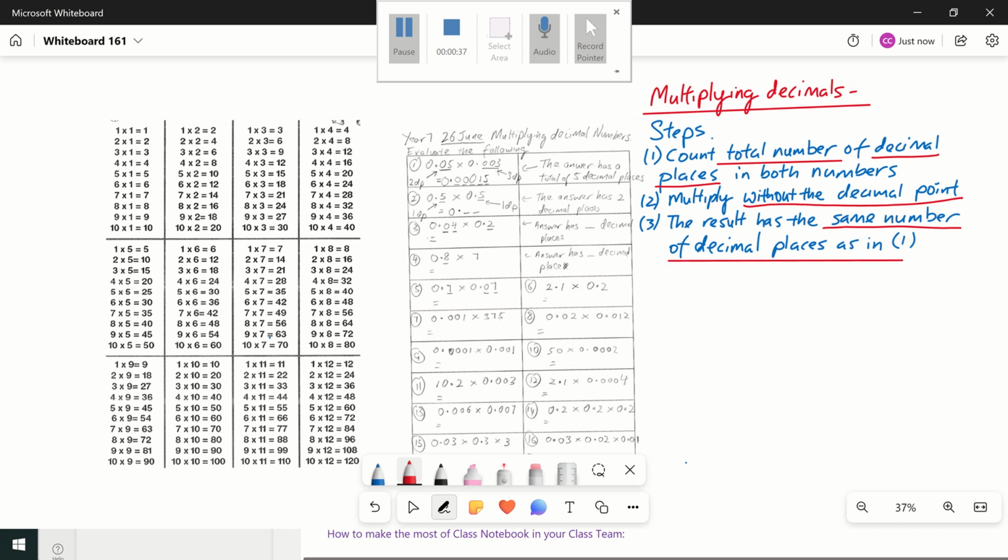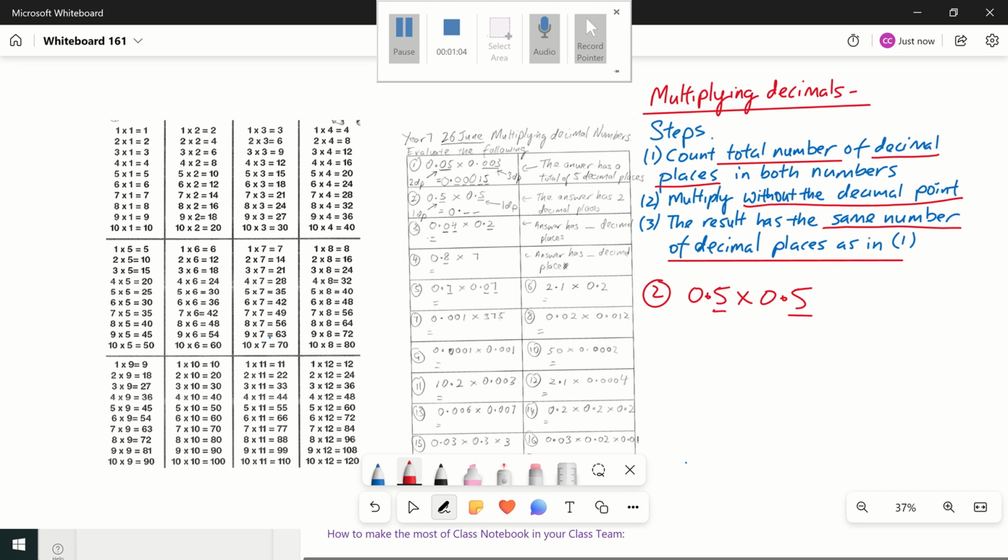All right, let's take a look at a really simple one. Let's take a look at question 2. Question 2, we have 0.5 times 0.5. So there's one decimal place and there is a second decimal place. So you would expect there to be two decimal places in your answer.